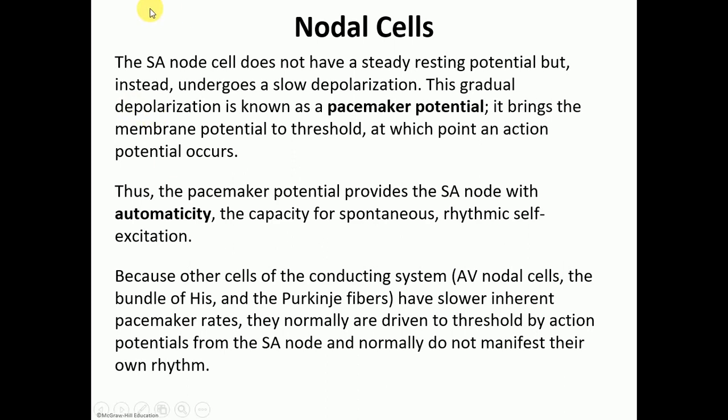If the SA node, though, is damaged for whatever reason, we have other parts that can take over. So we have the AV node, for example, the bundle of His, or the Purkinje fibers. All of these, again, have that automaticity capacity, but they are at slower rates. And that's why they don't get the upper hand unless this faster one is damaged.